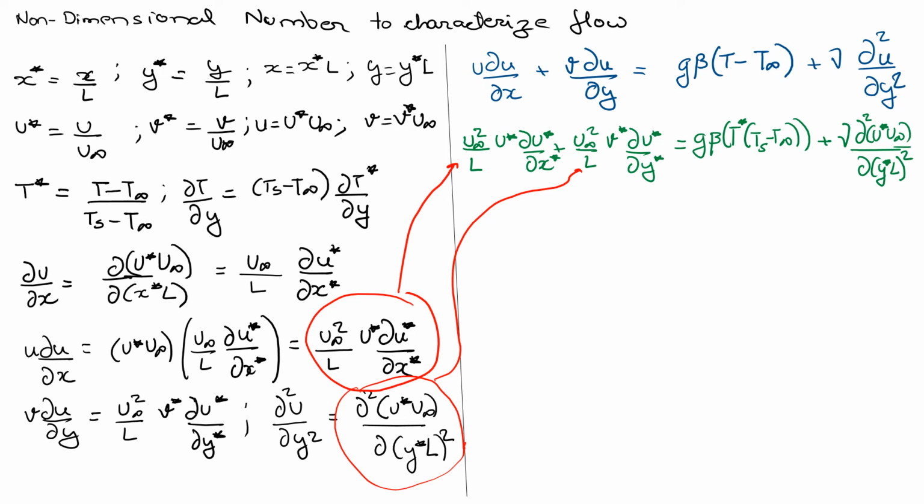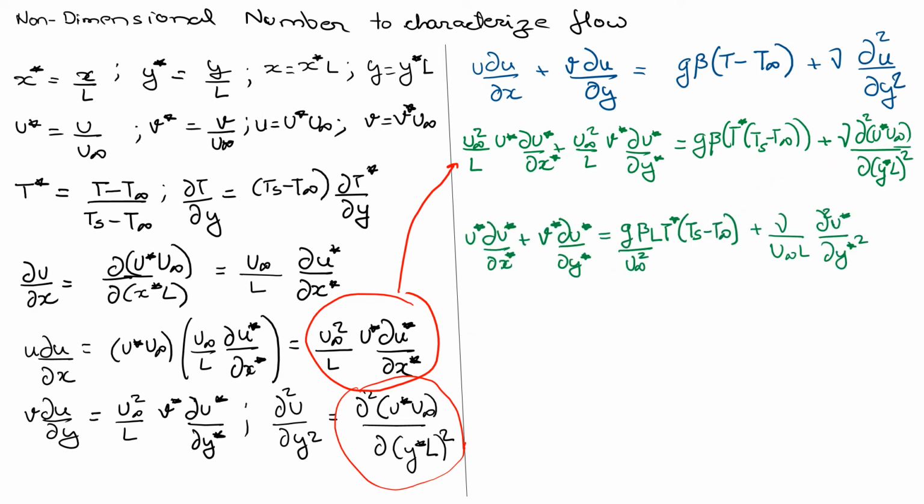Oh, so this term is not here. This term is something that we found here. Okay, so this equation simplifies to this right here. So what I've done is I've multiplied the entire equation by L by u infinity square.